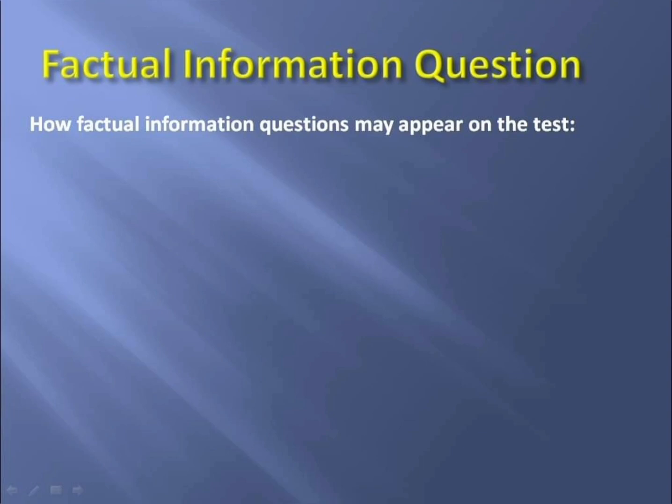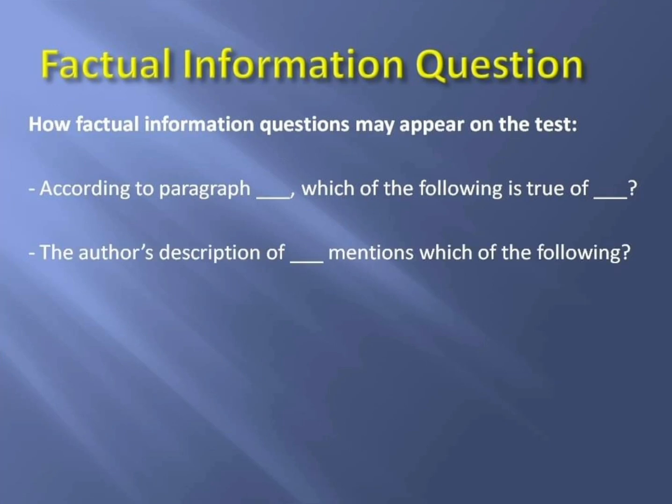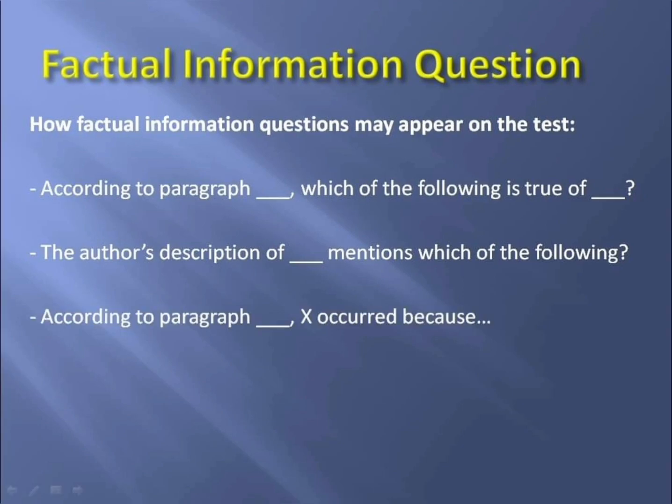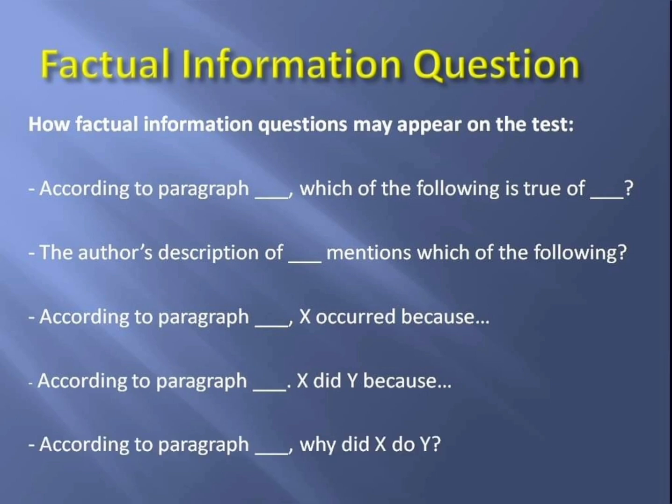It may be asked as, according to paragraph blank, which of the following is true of blank? The author's description of blank mentions which of the following. According to paragraph blank, X occurred because. According to paragraph blank, X did Y because. Or according to paragraph blank, why did X do Y. It is important that you are able to recognize the type of question you are answering in order to make use of the necessary strategies.